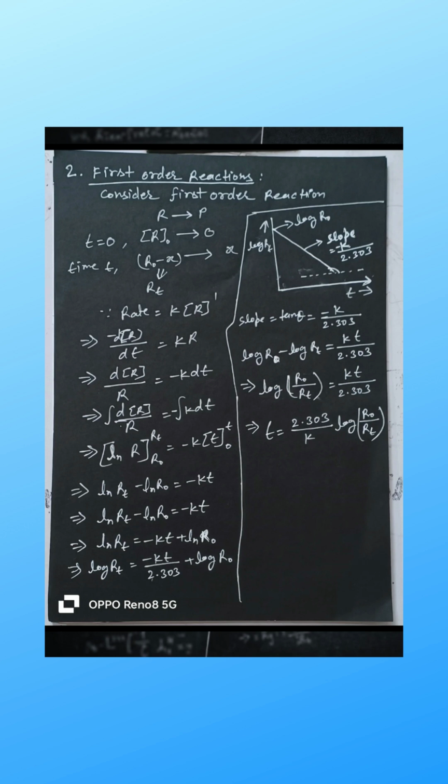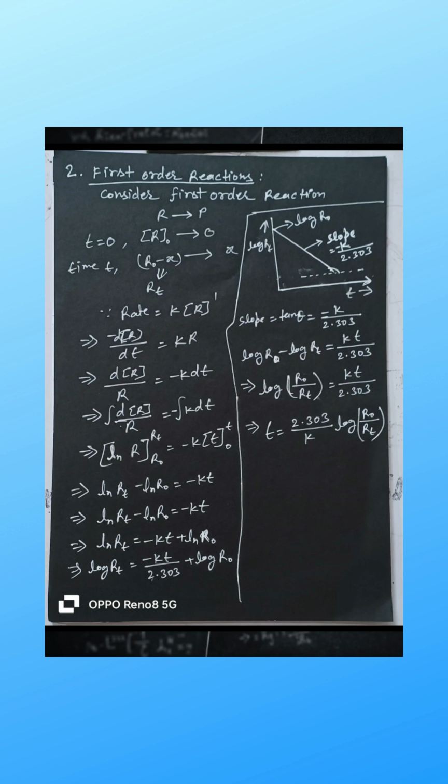So, when we draw a graph between log of R and time, we get a straight line. The slope of this line is minus k divided by 2.303. From the slope, we can calculate the value of the rate constant K. Now we rearrange the equation. We write, log of R0 minus log of R at time t is equal to Kt divided by 2.303. Using the property of logarithm, we combine this as, log of R0 divided by R at time t is equal to Kt divided by 2.303.